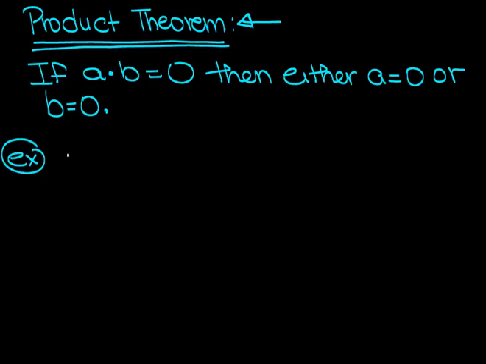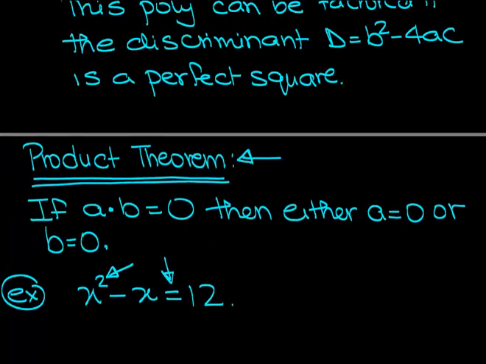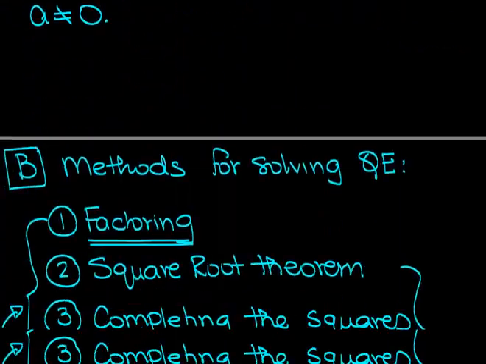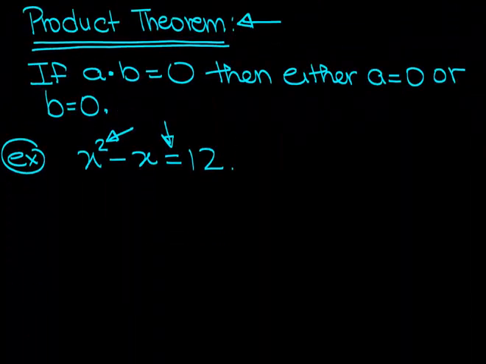So here's an example. Let's start with something simple. You have x squared minus x is equal to 12. I want to solve this equation. Anytime you have a degree 2, a quadratic equation, you always want to have 0 on one side. You can see that from the general form of the quadratic equation. So let's move the 12 over to begin with. So we get x squared minus x minus 12 is equal to 0.